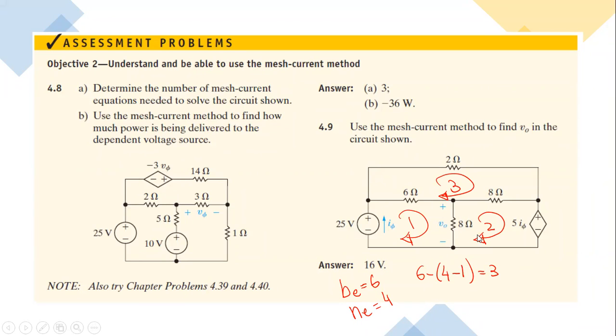So it will be 8 times (I2 minus I1) plus 8 times (I2 minus I3) plus 5 I5. And for this equation, it will be 2 times I3 plus 8 times (I3 minus I2) plus 6 times (I3 minus I1). So this will be the third equation.